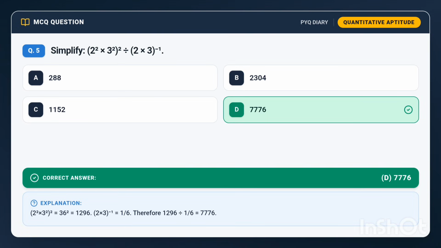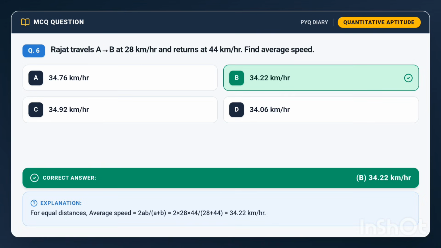First, 2 squared into 3 squared whole squared equals 36 squared, which is 1,296. Next, 2 into 3 to the power minus 1 equals 1 by 6. Therefore, 1,296 divided by 1 by 6 gives 7,776.